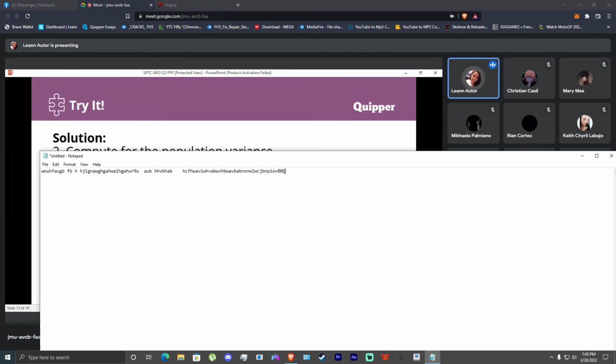First step, construct a table, and then identify the observations which represent x, and then next step is to square that one, so x squared, and then get the summation of both the x and the x squared, and then solve for the population variance. Right after solving for the population variance, solve for the variance of a sampling distribution of the sample mean, and then the last part is that we are going to solve for the standard error.